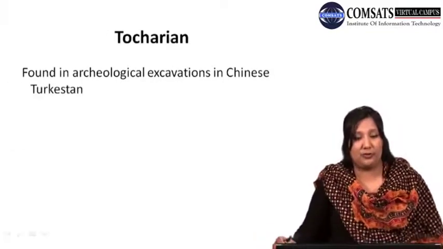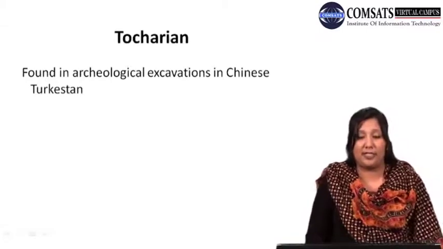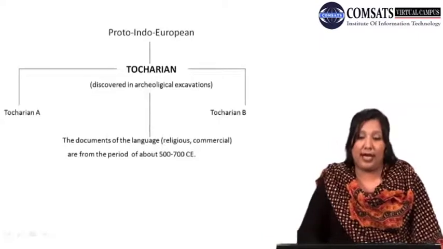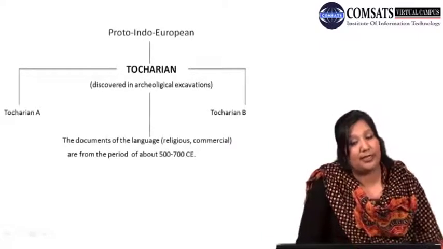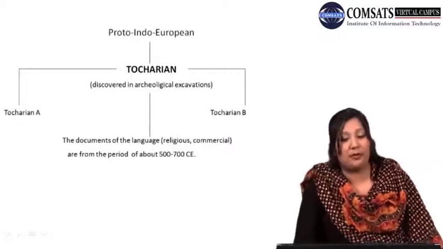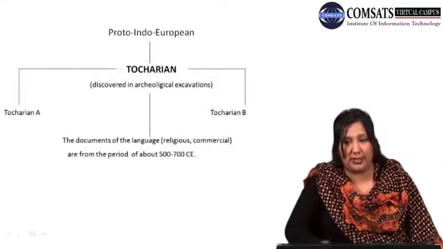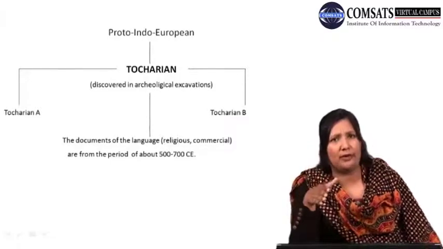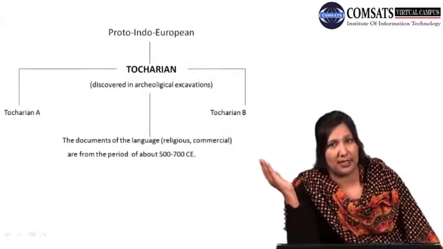Tocharian, another branch, was found in archaeological excavations in Chinese Turkestan. First of all, it is a descendant of the Proto Indoeuropean family, and it was discovered in archaeological excavations. It was divided into two main things. The things are quite different. This is not the same as we have been discussing earlier.